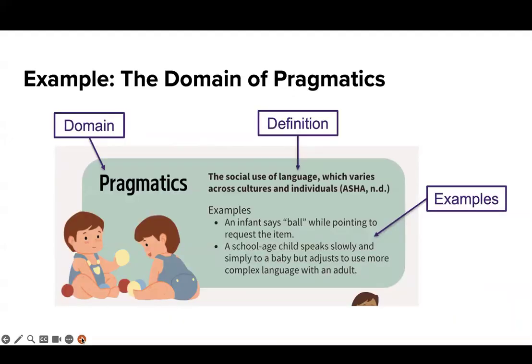So here's an example of what a section of an infographic for this assignment might look like. The example that we've used for the domain is pragmatics. So I've clearly listed the domain, pragmatics, given the definition, the social use of language, which varies across cultures and individuals. And we've given 2 examples at the bottom as required by the assignment. So an example for an infant would be an infant says ball while pointing to request the item, or a school-age child speaks slowly and simply to a baby, but adjusts to use more complex language with an adult.